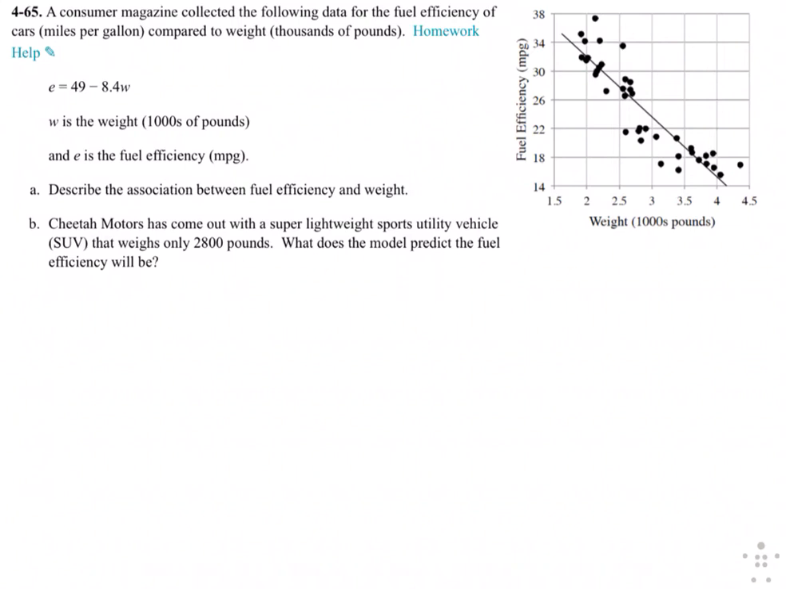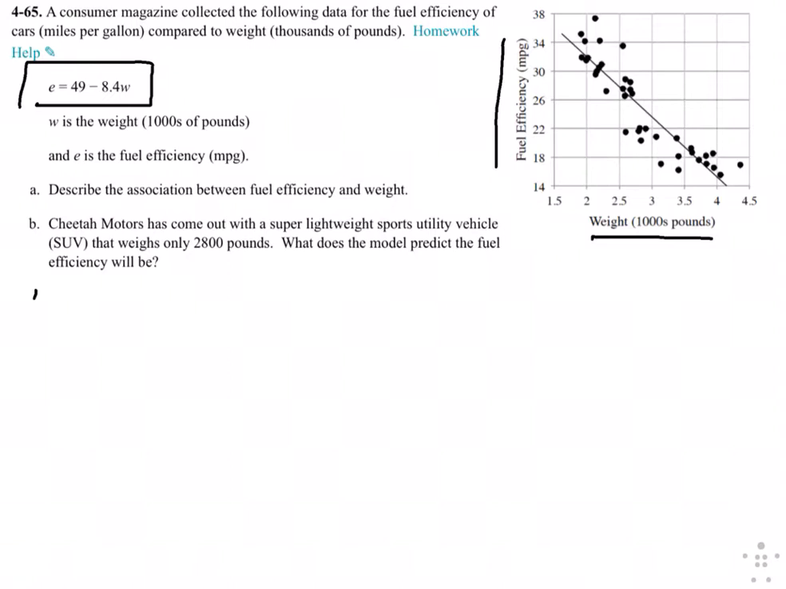Okay, for 65, they're comparing the weight of cars and the fuel efficiency, how many miles per gallon you get. So they drew the graph, the scatter plot, and then plotted the trend line, and I'm making the assumption that this is the equation of that trend line.